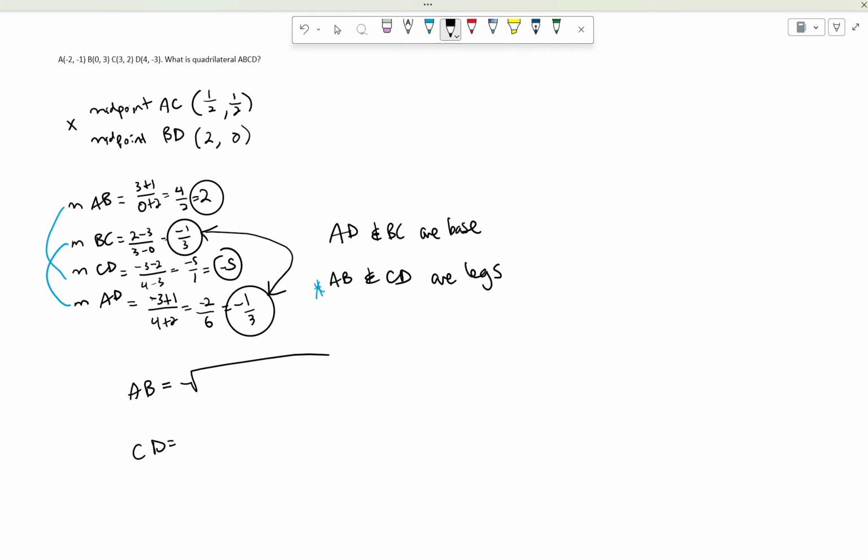So AB, right? So we had 0 plus 2 squared plus 3 plus 1 squared, right? So this part, I'm just going to put that inside and square them, which is going to give me 0 plus 2 squared is 4, plus 3 plus 1 is 4 squared, 16, so this is going to be rad 20.